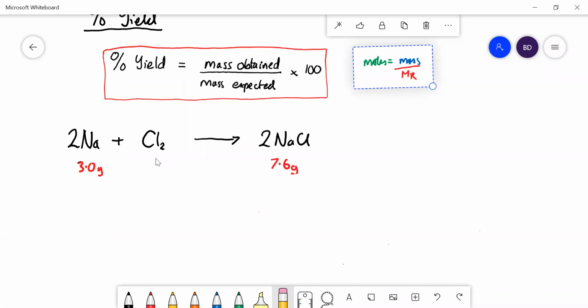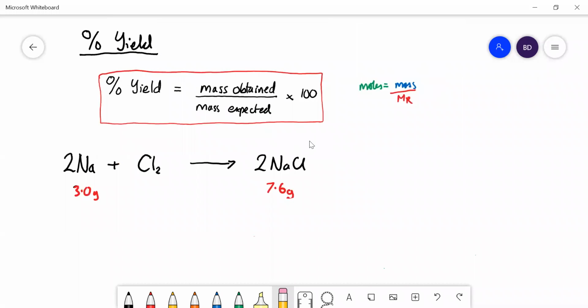We are going to look at percentage yield in this video, and it's important not to confuse this with percentage atom economy. It's a different thing. There's a separate video about atom economy, but I'm not going to talk about that now, so don't confuse the two.